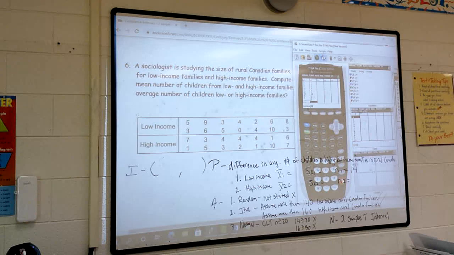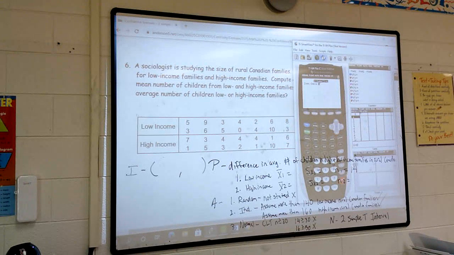Okay, so I've got them both in there. There's 14 in list 1 and 16 in list 2. So I'm going to stat test. We're going to go to number 0, which is the 2 sample T interval. I'm going to hit enter. Oh, I did letter A. I went too far. All right.